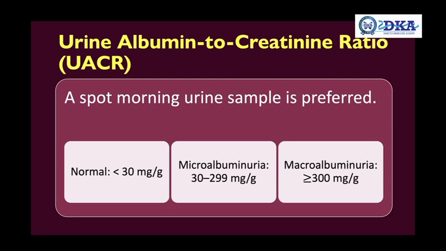So the normal value is less than 30 milligram per gram. And if it is 30 to 299 milligram per gram, it is stated as microalbuminuria. And if it is more than 300 milligram per gram, it is stated as macroalbuminuria.